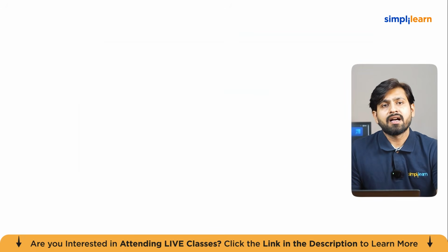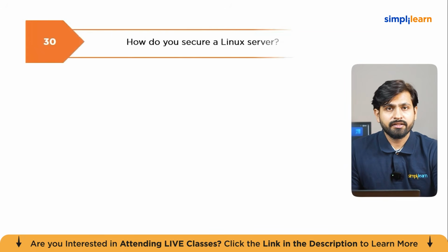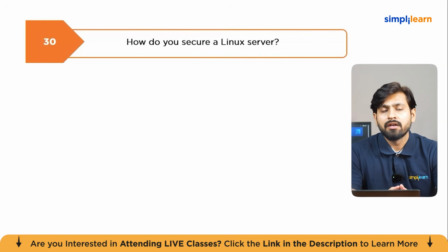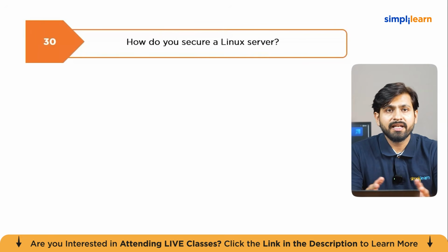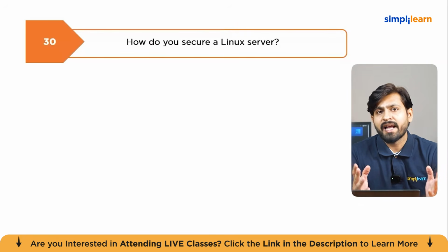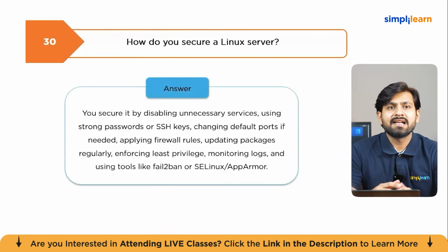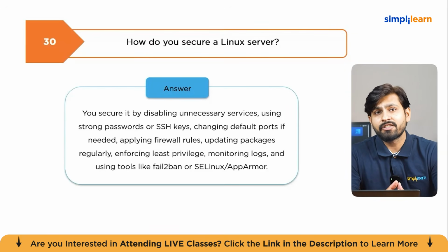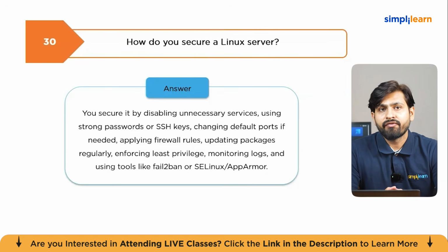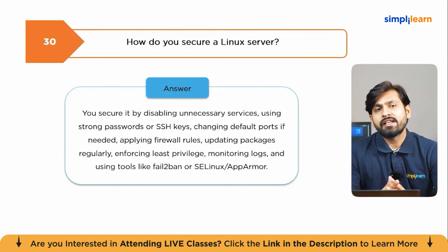Now guys, let us come to our final question, and the question is, how do you secure a Linux server? And the answer for the same is, you can secure it by disabling unnecessary services, using strong passwords or SSH keys, changing default ports if needed, applying firewall rules, updating packages regularly, and enforcing least privilege. You have to monitor logs, and you have to use tools like Fail2ban or SELinux/AppArmor. So these are some of the solutions for securing a Linux server.